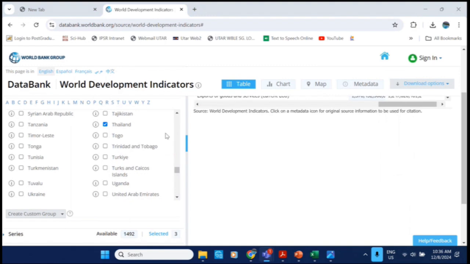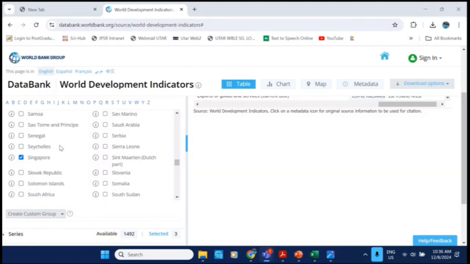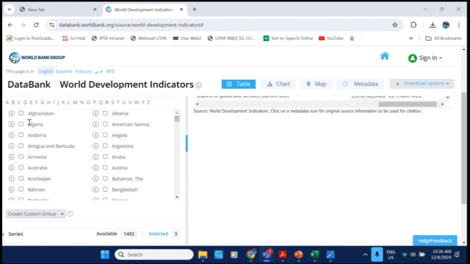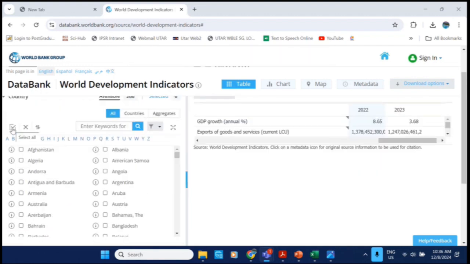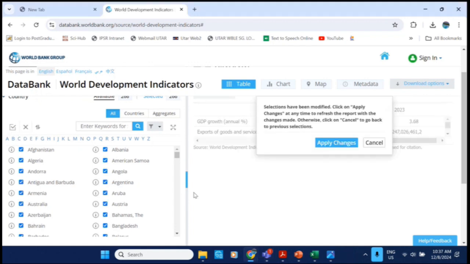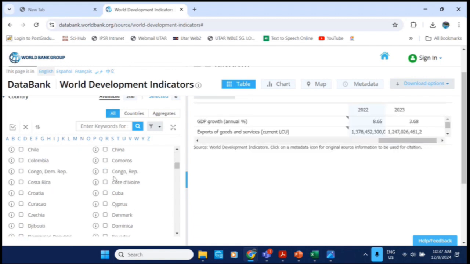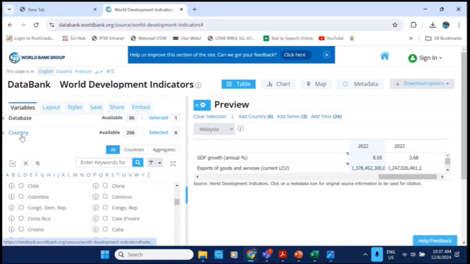Okay, so you see from here, if you don't have a specific country and you just want to do everything, then you click here. You click here, that means everything. Unclick is like that. This is the country. Then you choose the series.